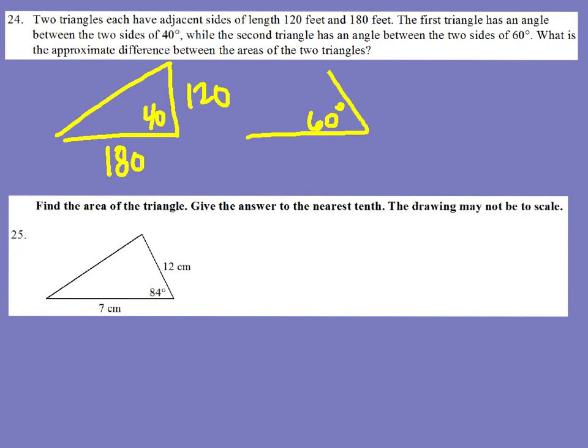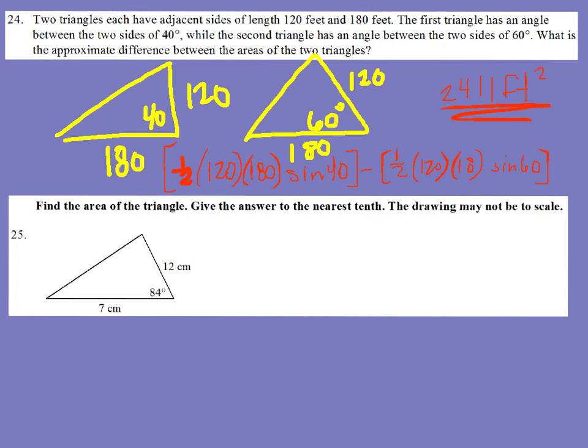Alright, sorry about that. So here's our other triangle. And again, 120 and 180. So it says, what is the approximate difference between the areas of these two triangles? So I just need to set up the formula for area of both of these and subtract them. So the area for this first triangle is 1/2 times 120 times 180 times the sine of 40. And I'm going to take all of this and subtract the area of the second triangle. So 1/2 times 120 times 180 times sine of 60. And when I put all of that into my calculator, I see that the approximate difference is 2,411 feet squared.